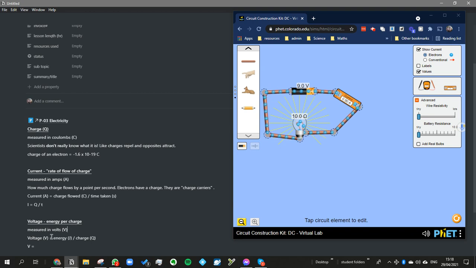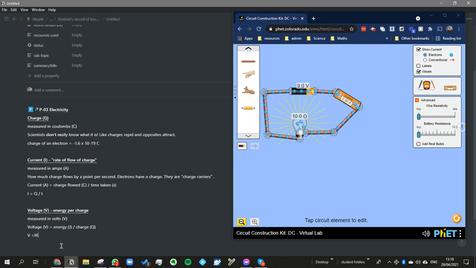Notice the potential for confusion here. The unit for current is capital A. The symbol is capital I. Let's write that there. But then the symbol for charge is capital Q, and the unit is capital C. But the symbol for voltage and the unit for voltage are both capital V. So that could cause some confusion. So voltage is equal to energy over charge.